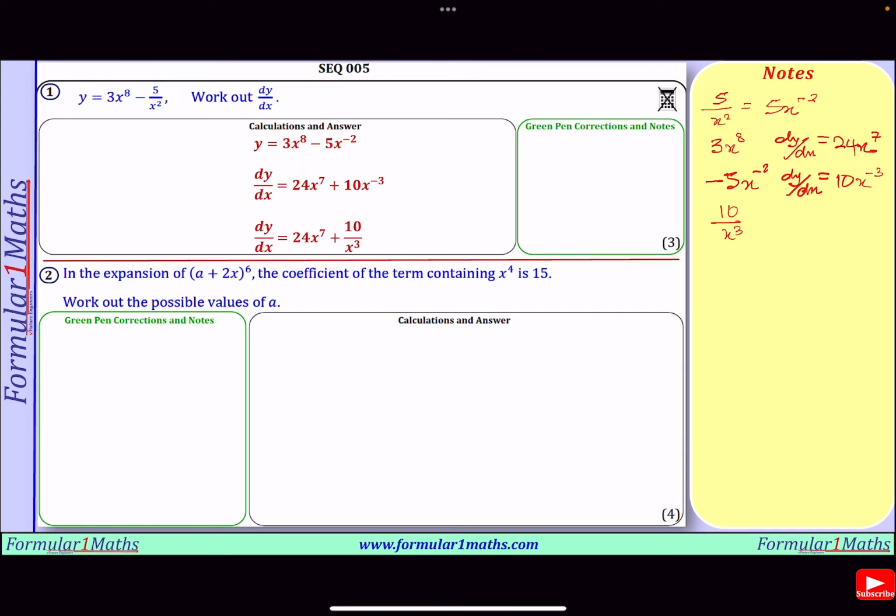And so we end up with dy dx is equal to 24x to the power 7 plus 10 over x cubed. And that is question 1.